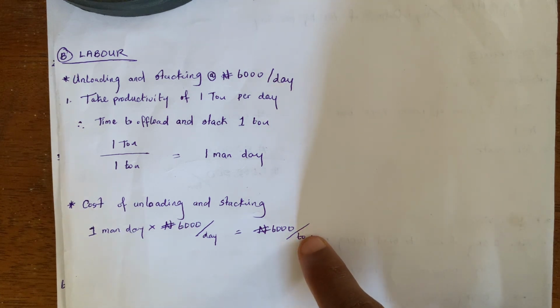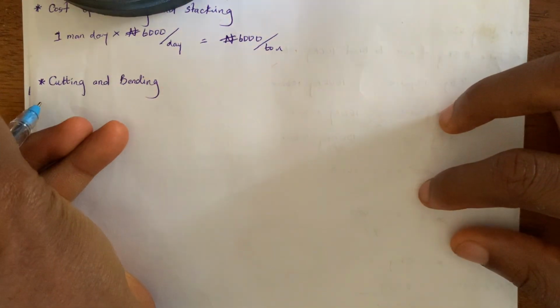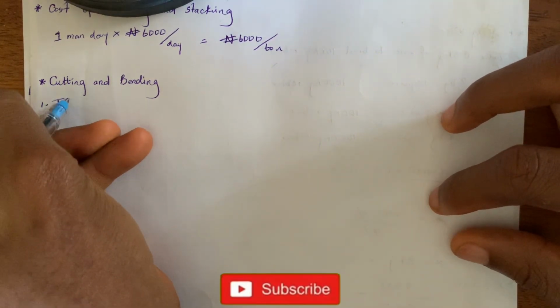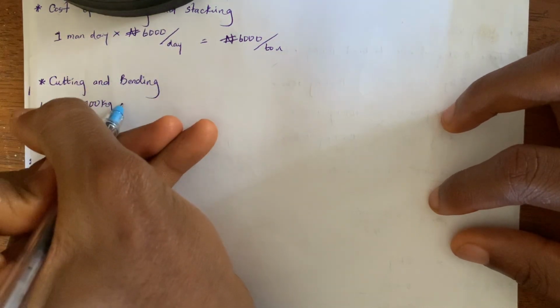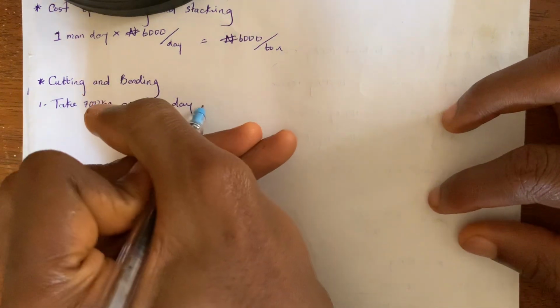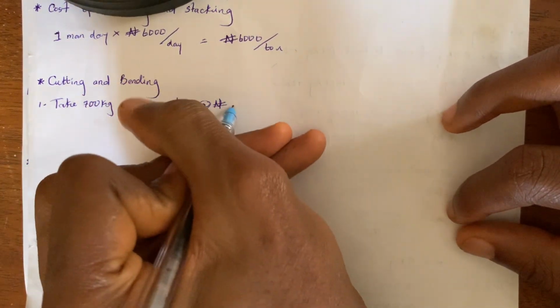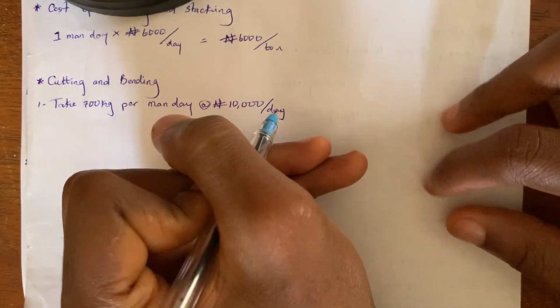After doing this, you will now go to the cutting and bending. So for the cutting and bending, in our consideration, they say that in a day they will be able to cut and bend 700 kg of reinforcement in a day. So we can now say take 700 kg per day at 10,000 naira as their daily rates.